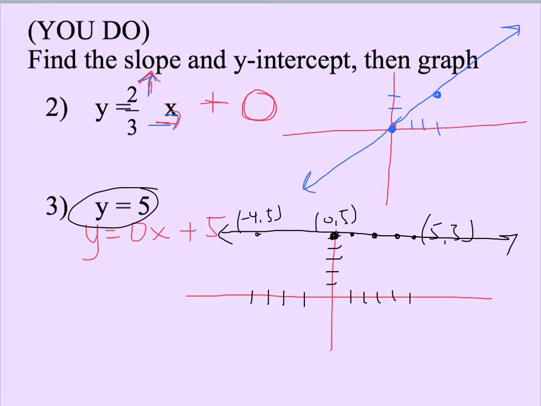For the next one, when you see y is equal to 5, that means that y is always 5. X can be anything. The way we get y equals 5, it's really y equals 0x plus 5. Anytime we have 0x, we know that our slope is 0, which is horizontal. So I'm going to plot at 0, 5, and then all of these other points are at y equals 5. Then you simply connect the dots, and you have your graph.